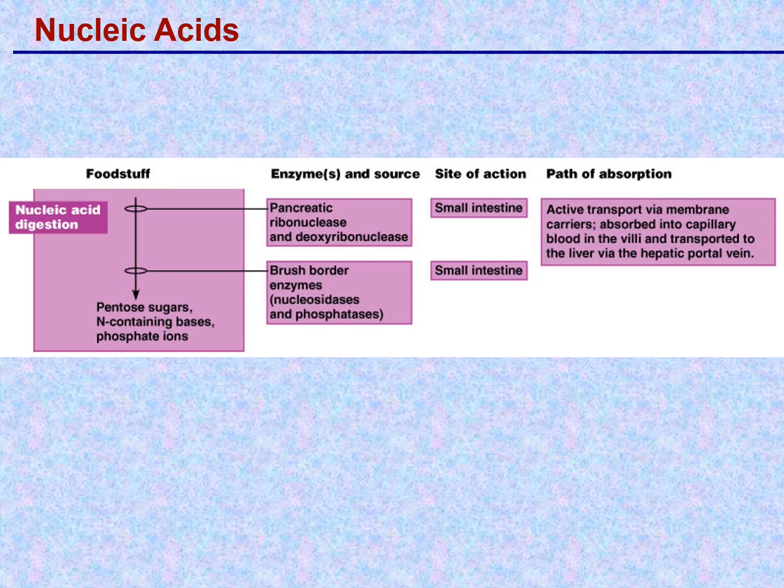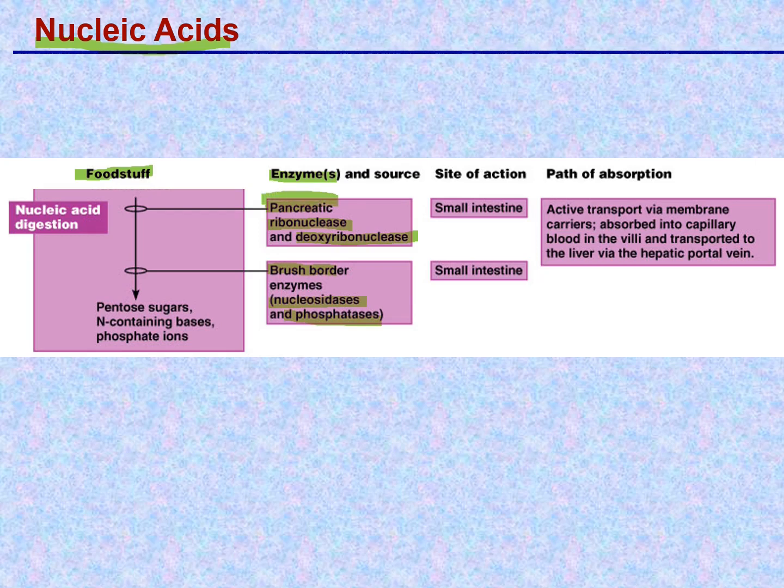Well, we eat cells, we eat living things. Living things are made of cells, and almost all cells except for red cells have a nucleus, and therefore we are also eating nucleic acids. So we eat nucleic acids, and the enzymes that can break them down are coming from the pancreas. They are ribonuclease and deoxyribonuclease, and also further breakdown by brush border enzymes, nucleosidases and phosphatases. The site of action of these enzymes is in the small intestine.